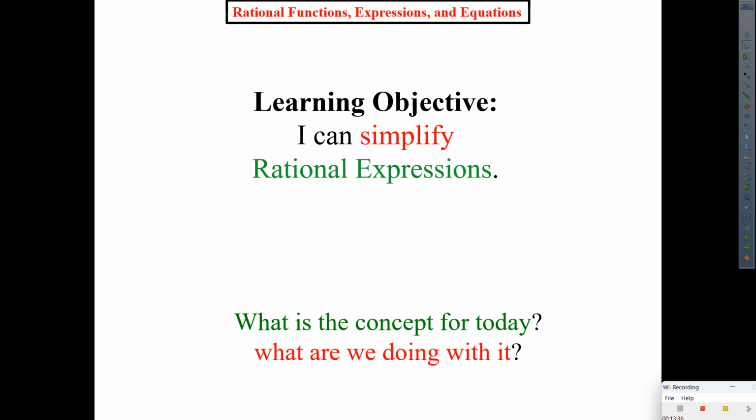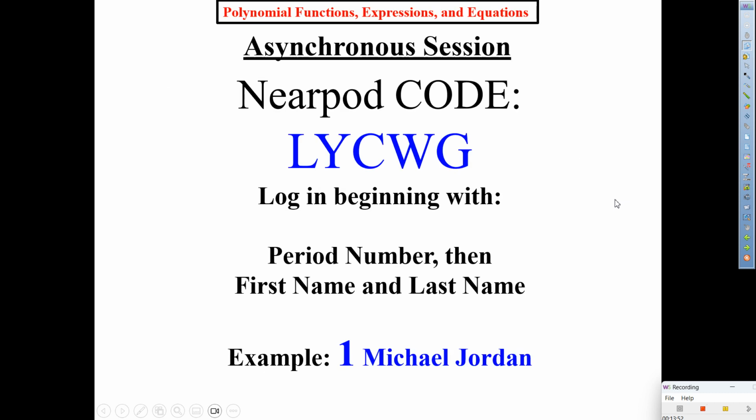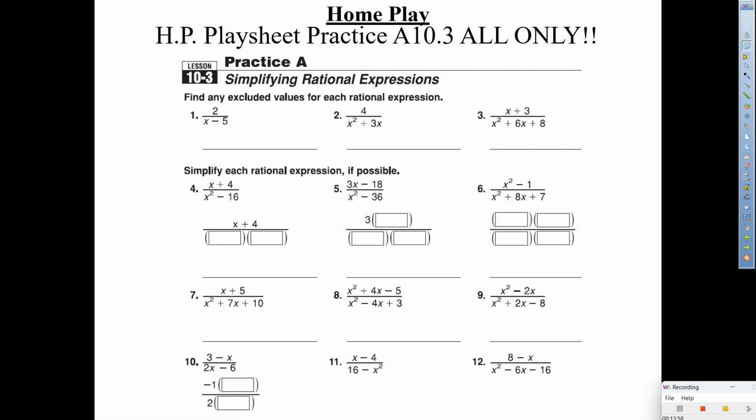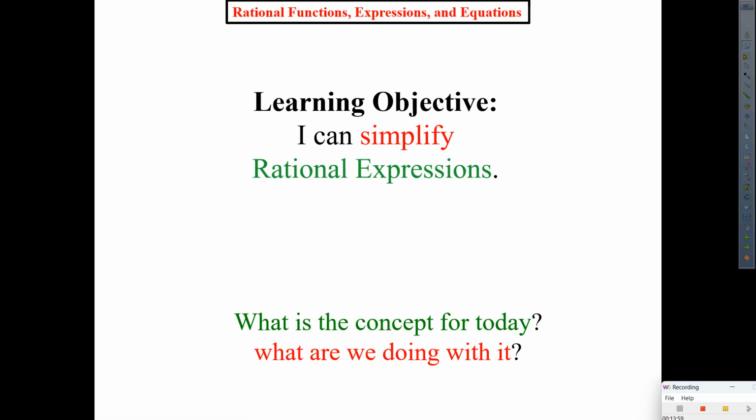All right, get a Cornell note ready, please. Pick up the pace. We need to finish up. The code again. Let me go back. LYCWG.